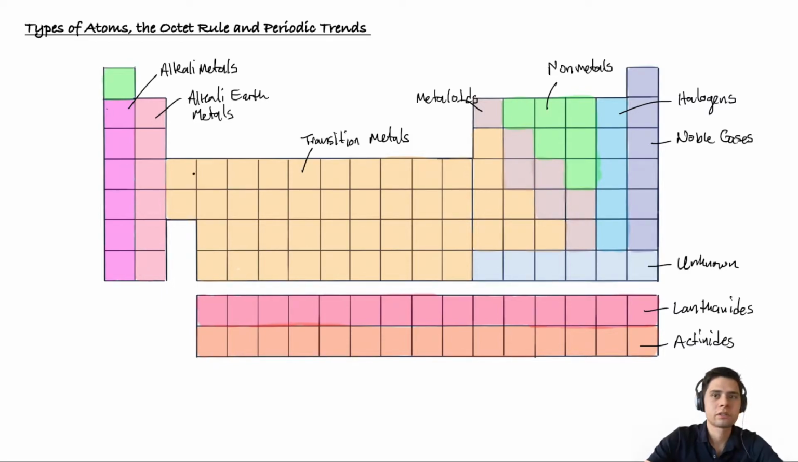All right, now let's talk about some of the periodic trends. Let's start with the concept of atomic radius. So here we have hydrogen. Hydrogen looks like this. It's got one proton in the middle, and it's got one orbiting electron. Here we have helium. Helium has 2 protons in the middle and 2 orbiting electrons. These are electronically stable atoms.